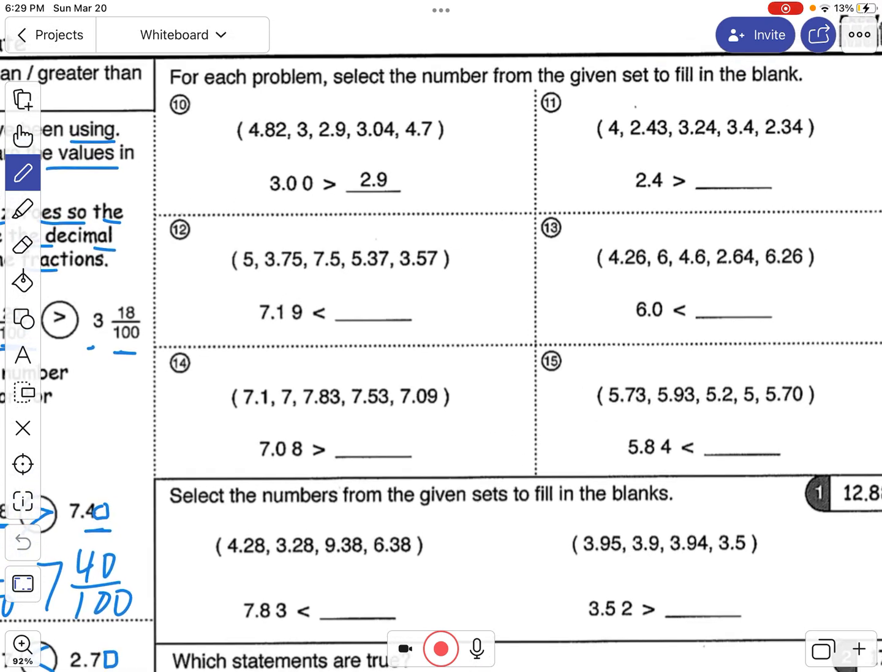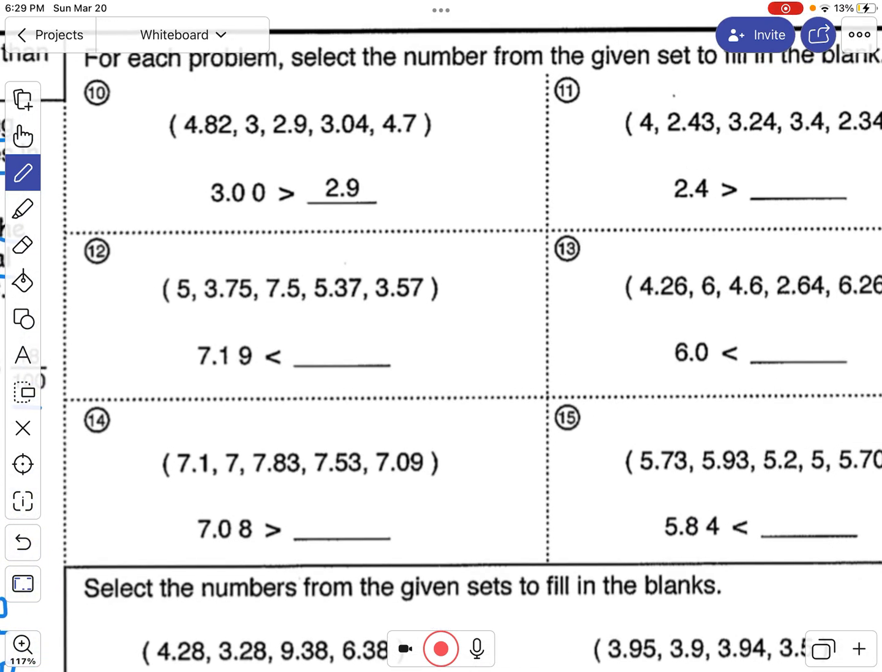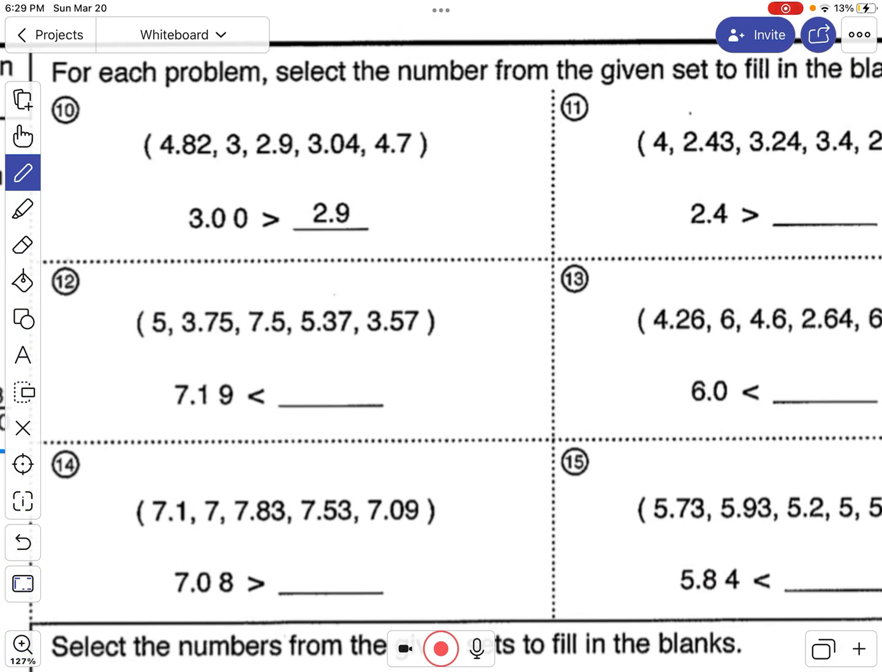Okay, now we're going to do the same idea here, except we're going to be looking for the number that fits in the blank. So here's 4.82, the number 3. Notice where the decimal point is there. 2.9, 3.04, and 4.7. If 3 is the big number, which number up there is the little number? 2.9 is smaller than 3.0, or 2.90 is smaller. So that number goes in there.